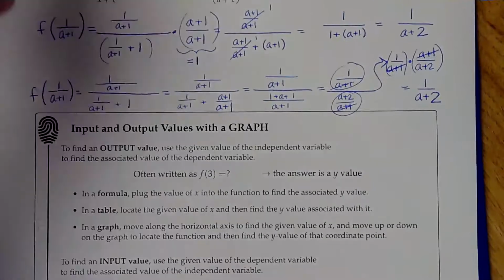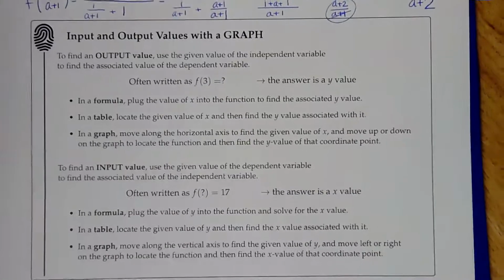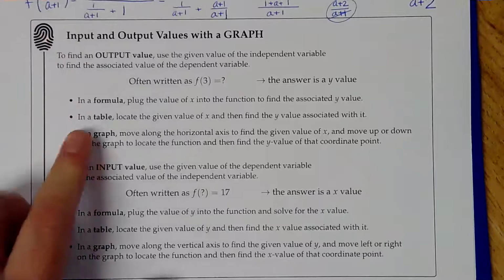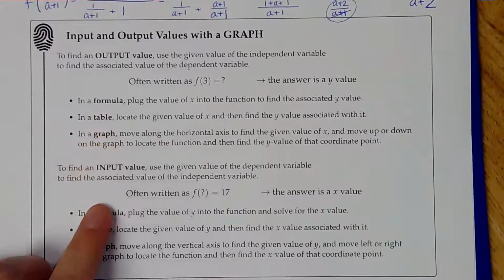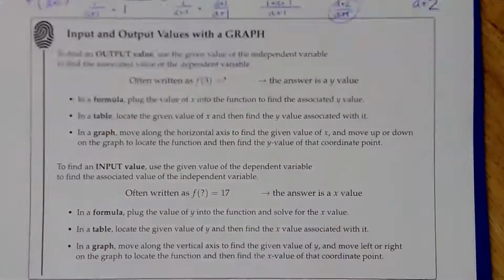Right? And then at the bottom of this page, what I've done is I've summarized everything we've done. So I've put your definition of the output value. Okay. And I've talked about how to do it for a formula, table, and graph, and then similarly for an input value. So rather than flipping through all your notes to find the box you're looking for, I did put them all together here for you at the end.